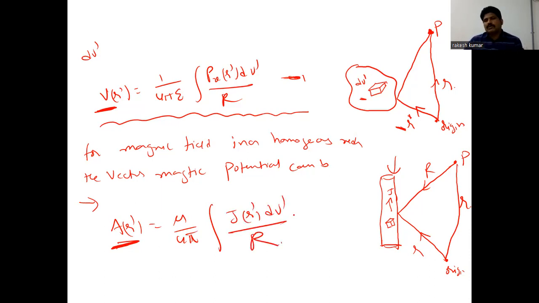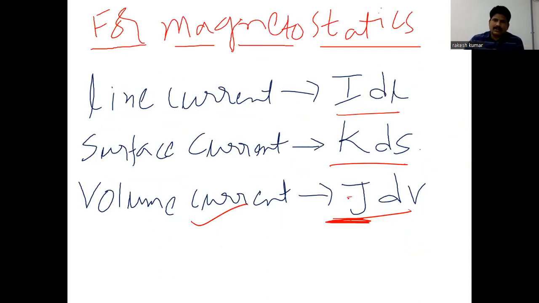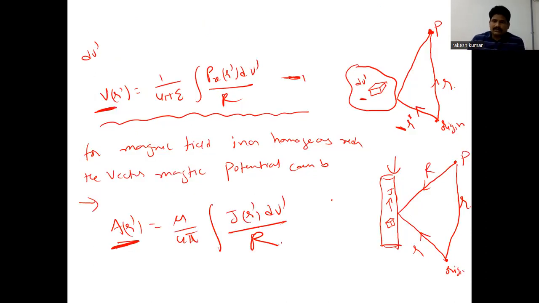Okay, so these are all the formulas we have studied in electromagnetics. So this is the formula. Volume current is represented with J.